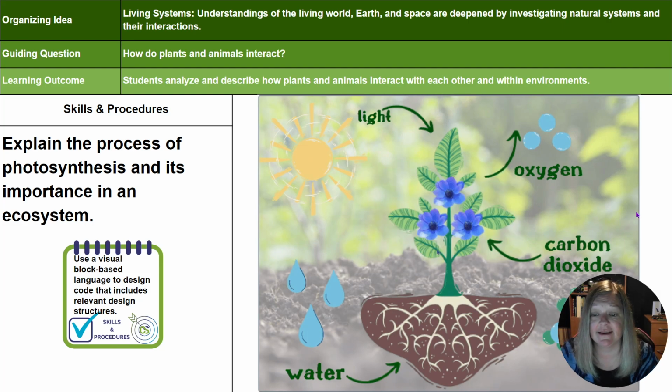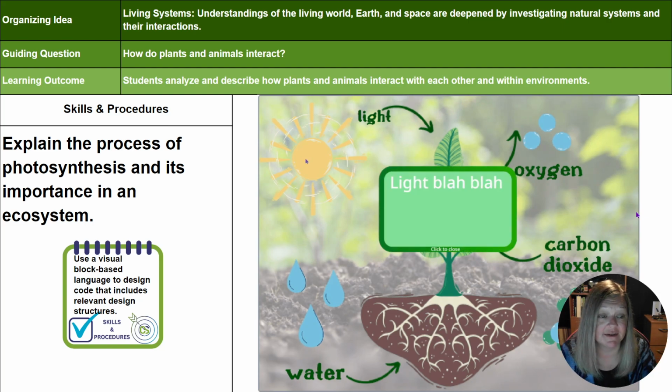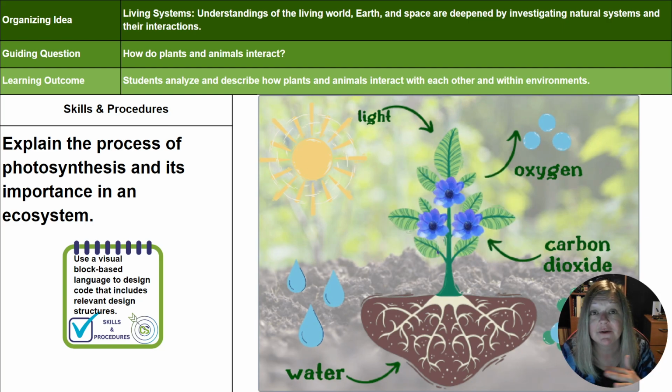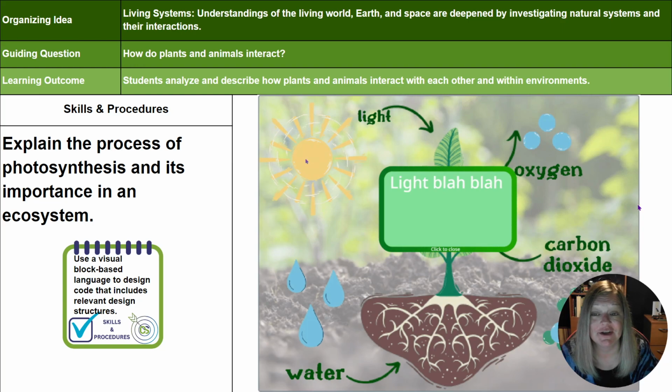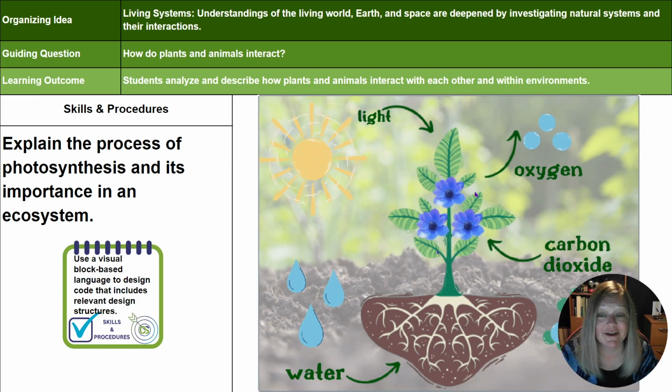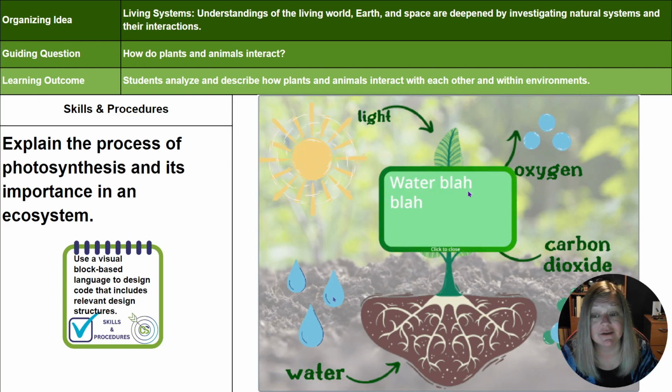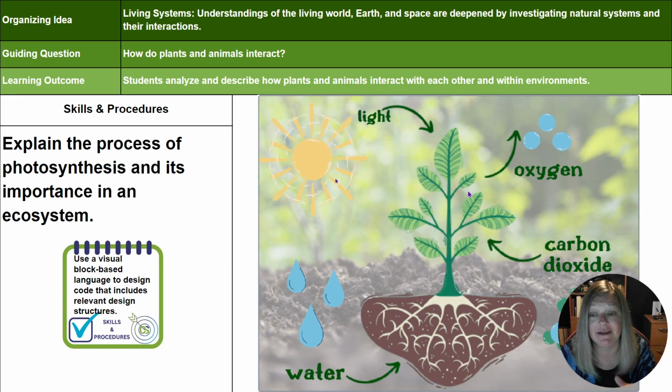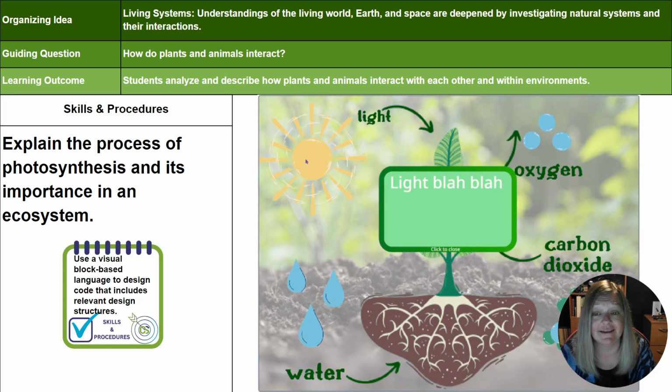This is an example of a project your students could build in Scratch to explain the process of photosynthesis, but also help them use a visual block-based coding language to create an artifact in Scratch. So there would be some relevant design structure. You could have your students create this project completely from scratch just by looking at this exemplar.